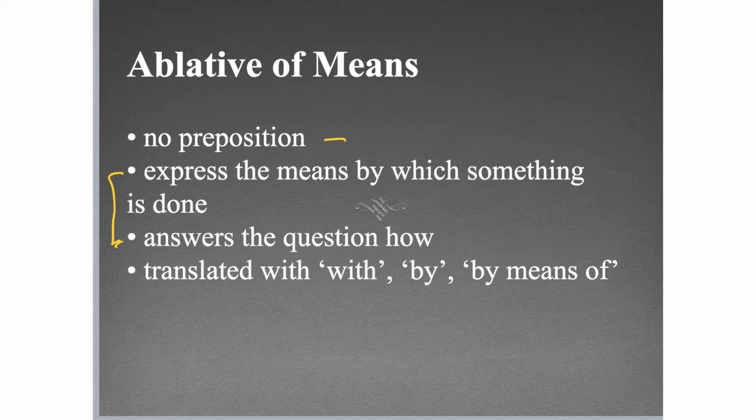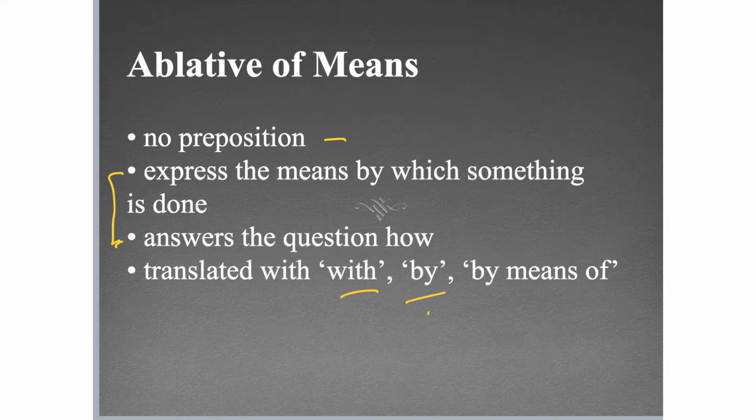The first one is, what does the particular ablative express? In this case, it expresses the means by which something is done. The second one is, what question does it answer? And it answers the question how. They both get at the meaning of the ablative, or what the ablative expresses, just in two different ways. And finally, how is the ablative translated? The ablative of means, generally speaking, is going to be with or by. By means of is obviously just an expanded form of by.